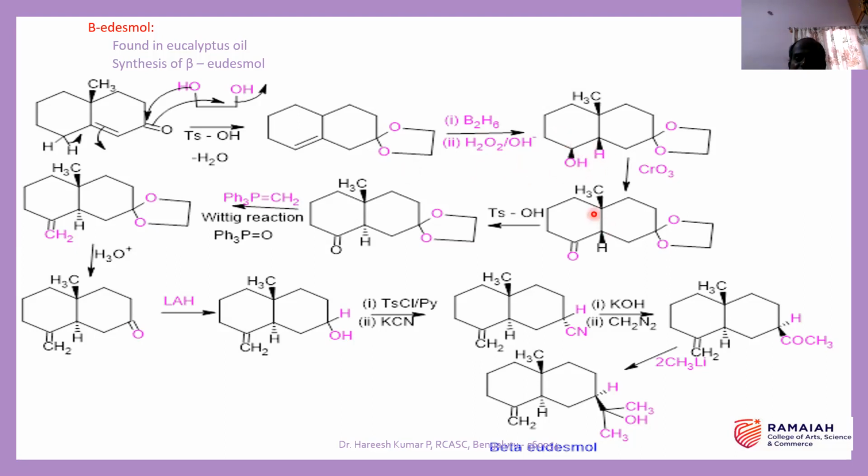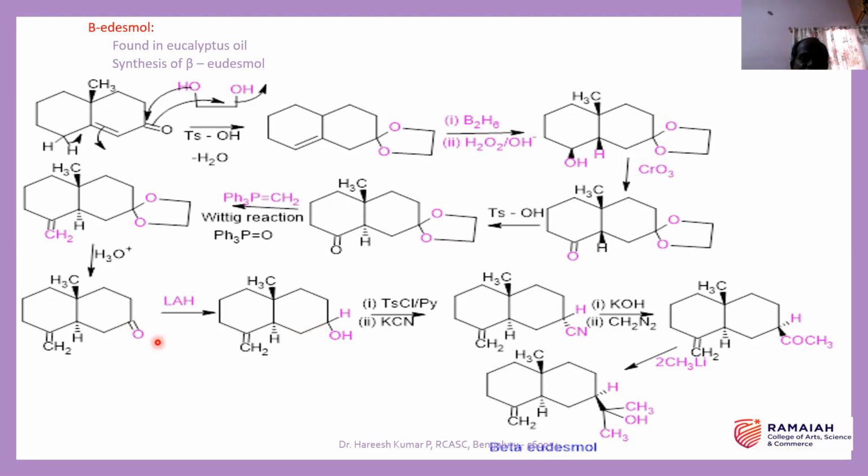From here to here, it's an oxidation, more particularly chromium trioxide oxidation. A secondary alcohol gives a ketone. From here to here, there is a ring junction change: this cis ring junction is converted into a trans ring junction. From here to here, it's a Wittig reaction, where a ketone is converted into a methylene group. From here to here, it's hydrolysis; a ketol is converted into a ketone.